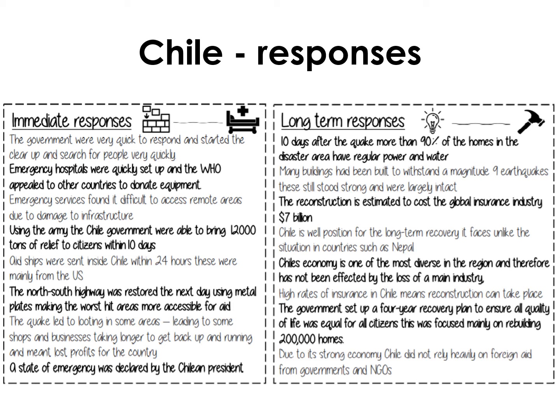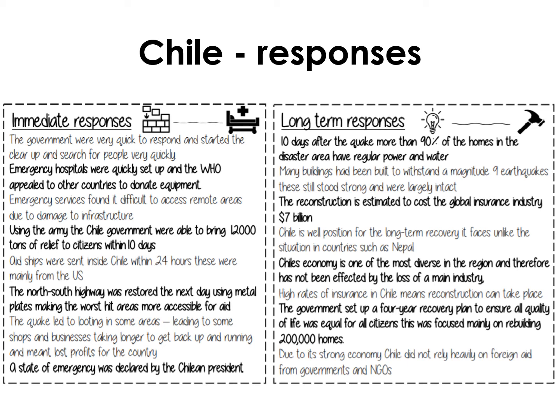America and other countries sent ships with aid into Chile within 24 hours, supporting the relief effort. Clearly, if you're going to get ambulances to people, you need a road. So they repaired the major north-south highway very quickly using metal plates, meaning that they could get cars and transportation to the areas that needed it.